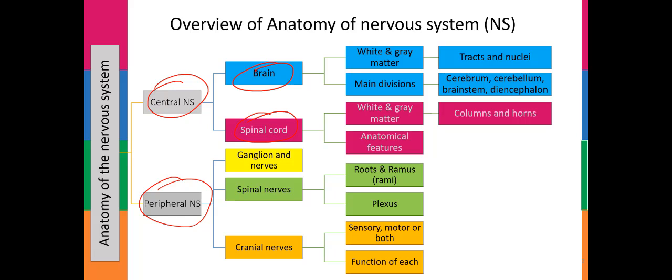In the peripheral nervous system, you can also split it up into spinal nerves, nerves that emerge from the spinal cord, and we're going to talk about the organization of those nerves. Then we're going to finish off by looking at cranial nerves, which are nerves that emerge from the cranium, or the brain. We're going to talk about the organization and the function of each of them.